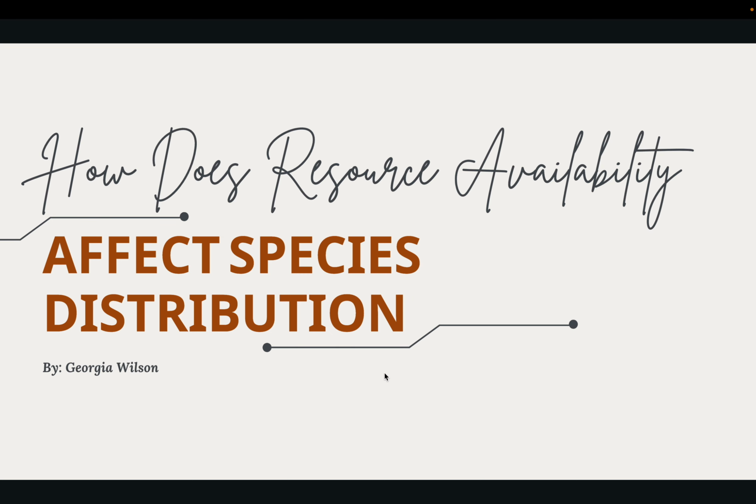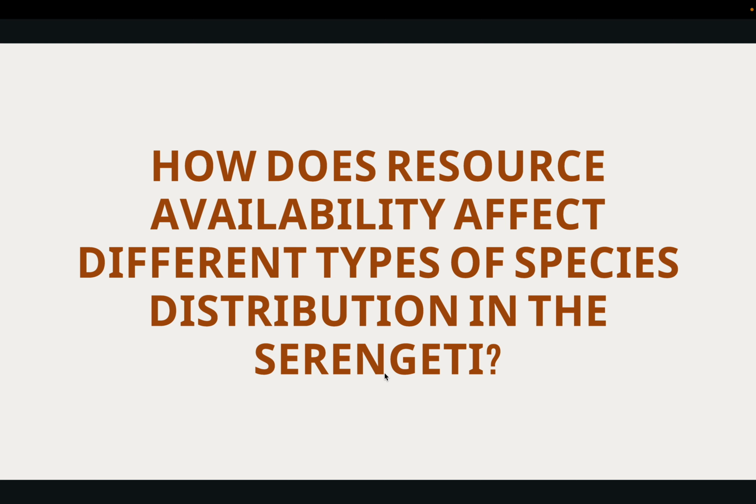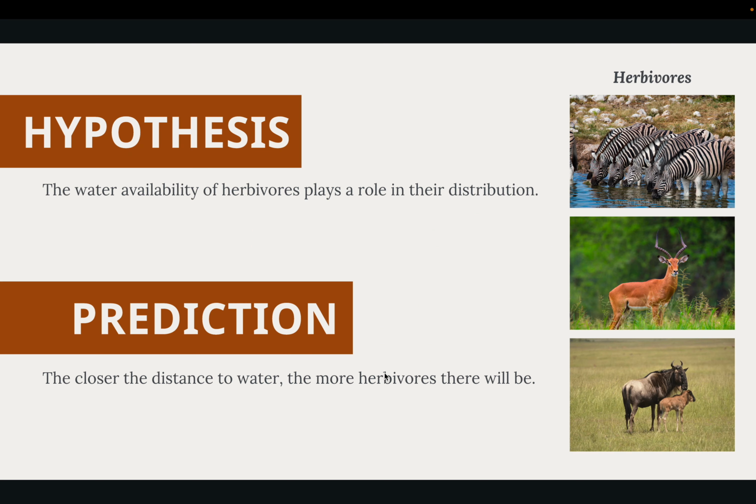And today I'm talking about how resource availability affects species distribution. This experiment focuses on the question of how does resource availability affect different types of species distribution in the Serengeti. There are three hypotheses used to test this question.